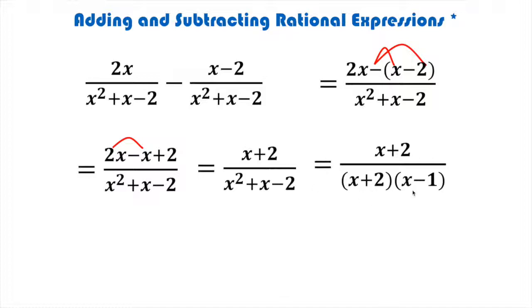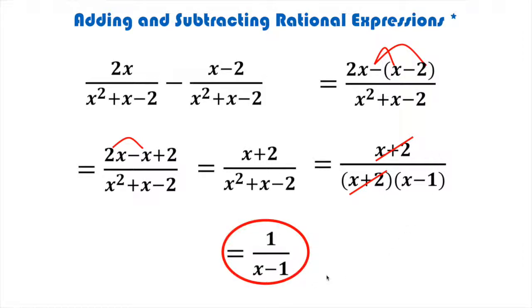Now that we've factored these, I can see that I have an x plus 2 on top and an x plus 2 on bottom. I can cross those off. That leaves me with an x minus 1 on bottom. Remember, if you only have something on the bottom, there is still a 1. This is 1 times the quantity x plus 2. So we always have to write it with the 1 on top. So 1 over x minus 1 is our final answer on this one.